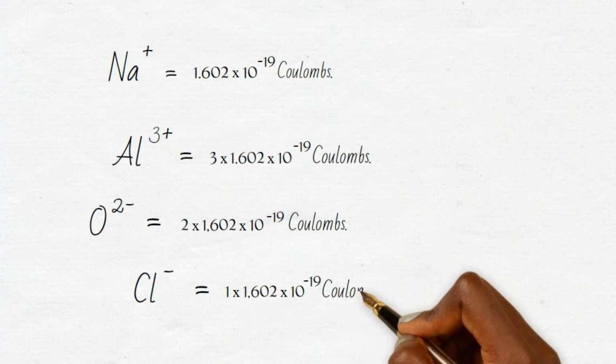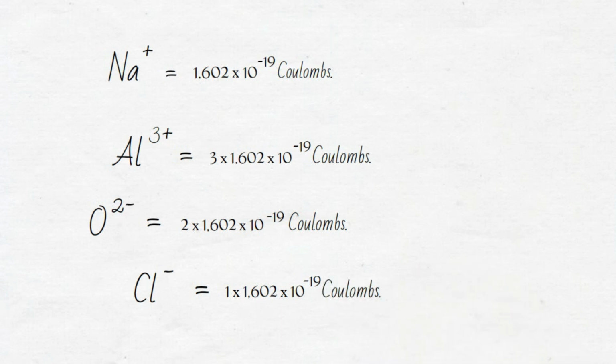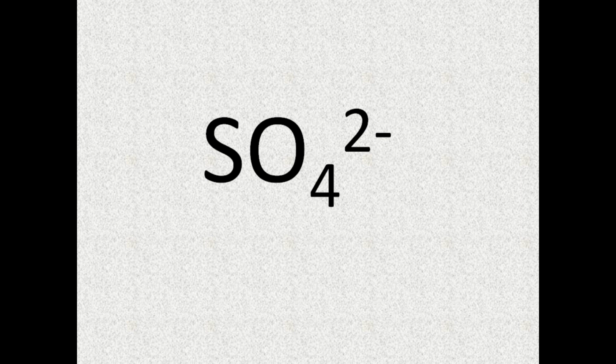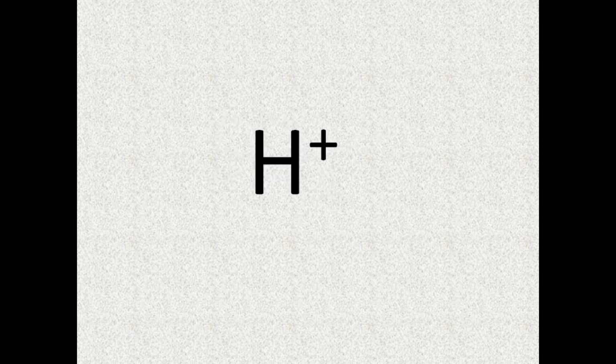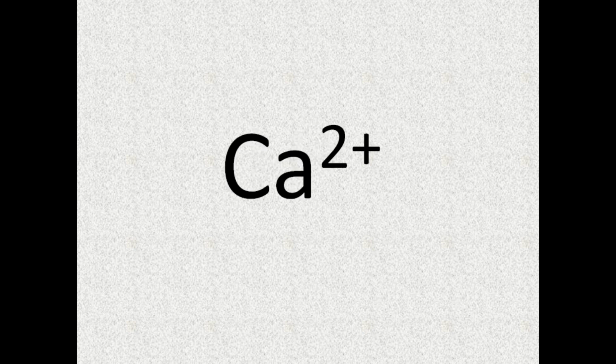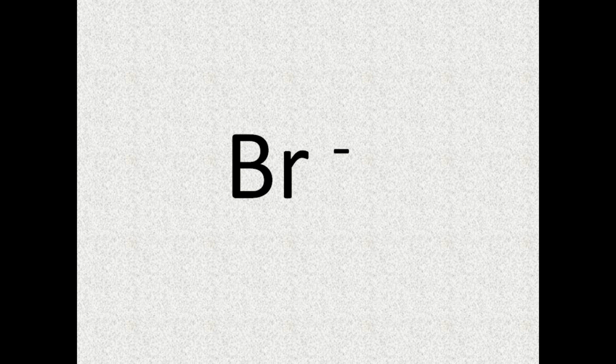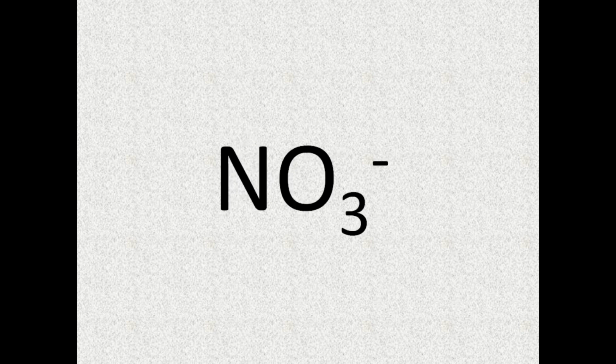Now, please do not confuse yourselves with the minus charge that is on the anions. These charges do not undergo any form of subtraction or anything like that. The negative sign is simply a representation that this atom gained some electrons. That's all it is saying.